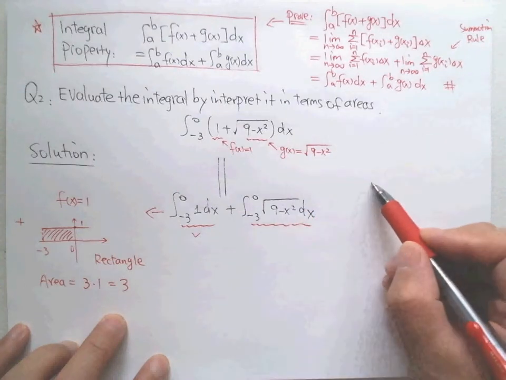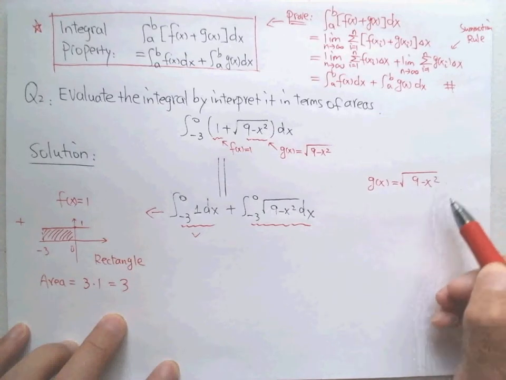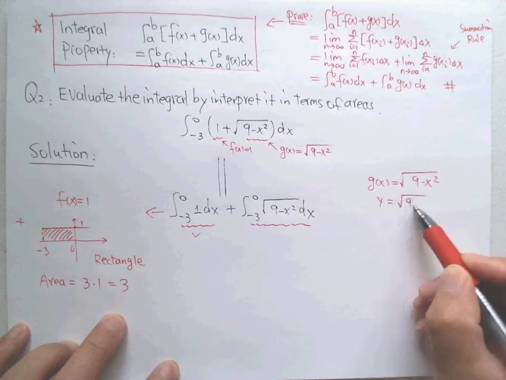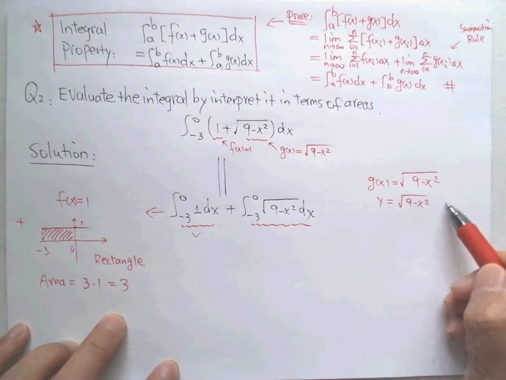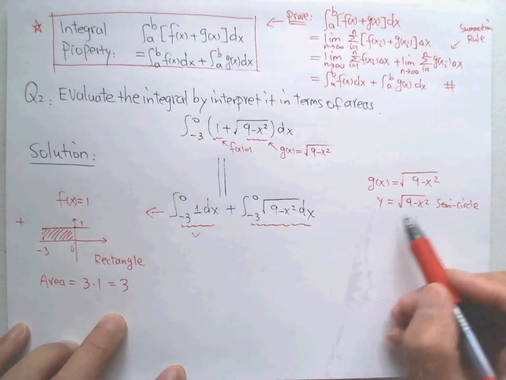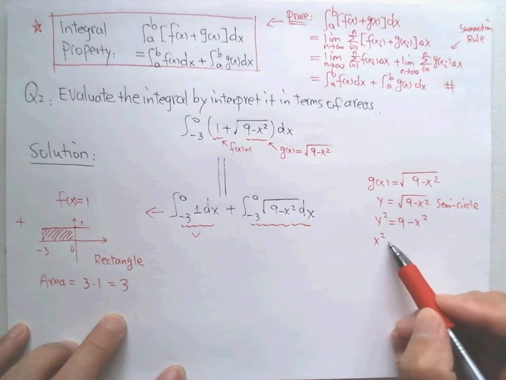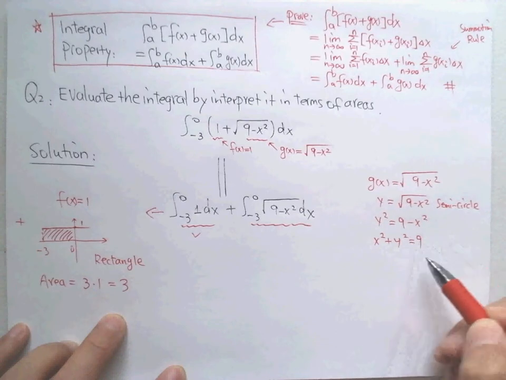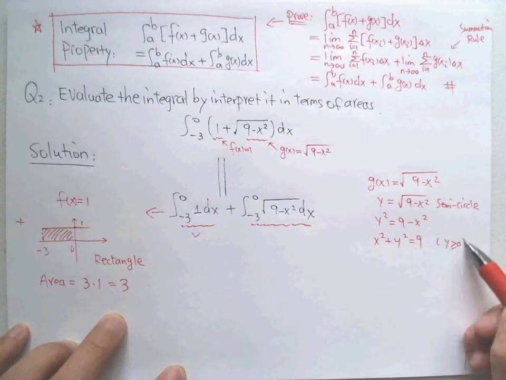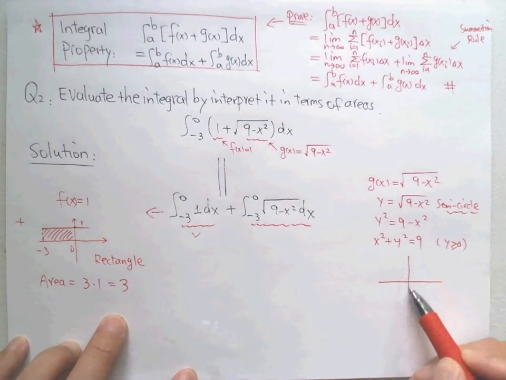So you do the same. This is g(x), right? It's already here. g(x) equals the square root of 9 minus x squared. What is this graph? It's better to change this to y. So y equals the square root of 9 minus x squared. If you are familiar, this is a semicircle. I square both sides. y squared equals 9 minus x squared. Plus x squared, what do we get? x squared plus y squared equals 9. This is a circle, right? However, y is greater than or equal to 0. So that's a semicircle. If I draw the graph, it's like this.